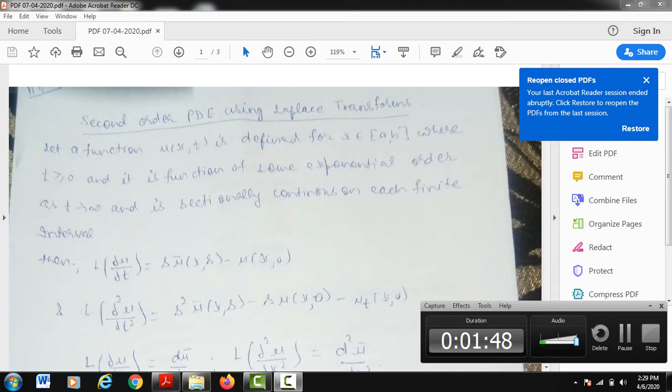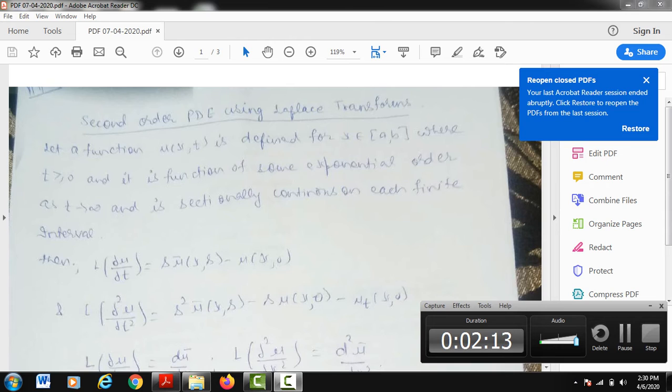Let us suppose we have a function u which is a function of x and t. It is defined for the closed interval a to b, where t is greater than or equal to 0, and it is a function of some exponential order as t tends to infinity and is sectionally continuous on finite intervals. So basically there are some conditions on this function u(x,t).